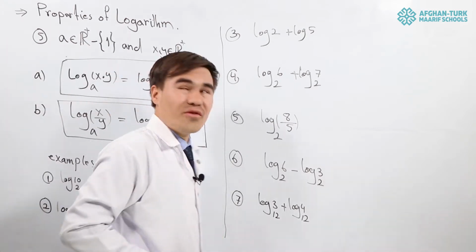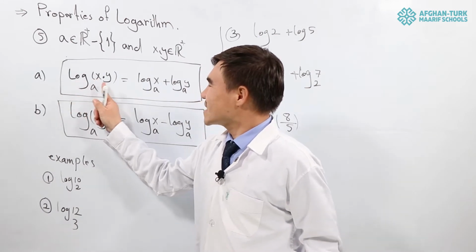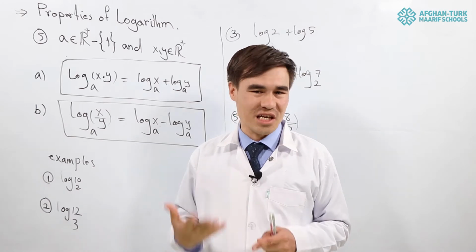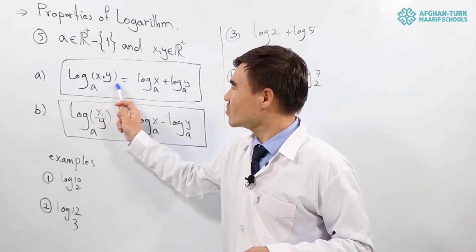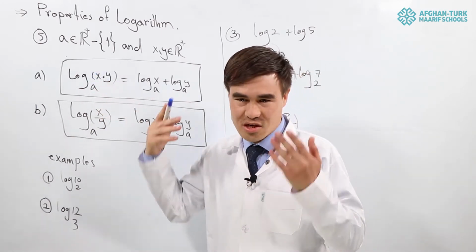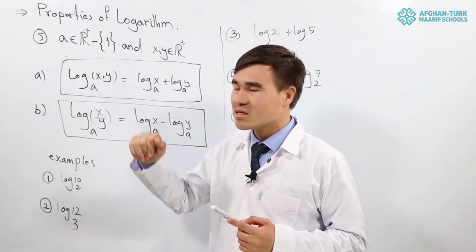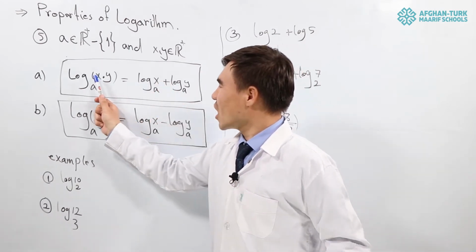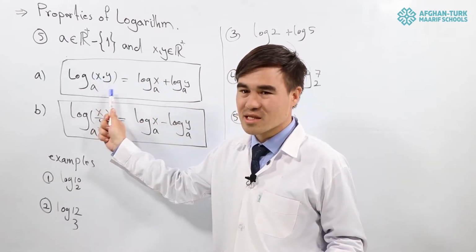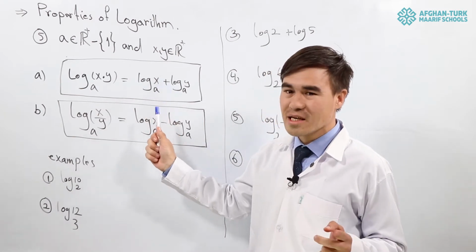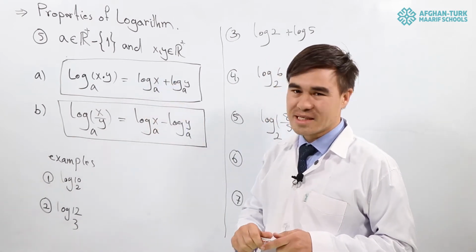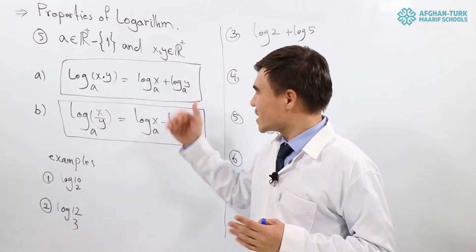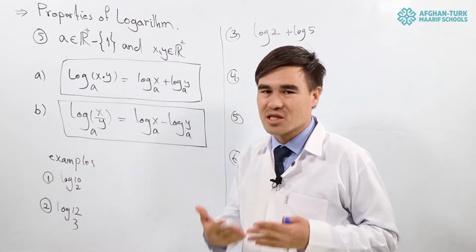Look, if we have log of x times y to the base a, we can change this into addition. If we have a multiplication as an argument in a logarithm, with the same base, we can spread this into an addition part. Log of x times y to the base a is equal to log of x to base a plus log of y to base a. We will also have some examples for this property, and some conditional examples.